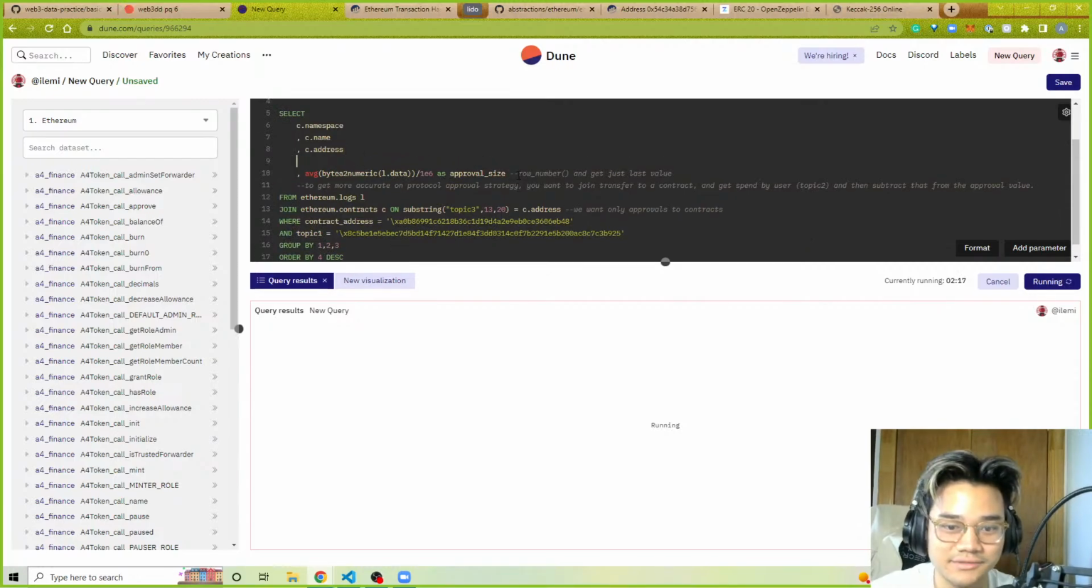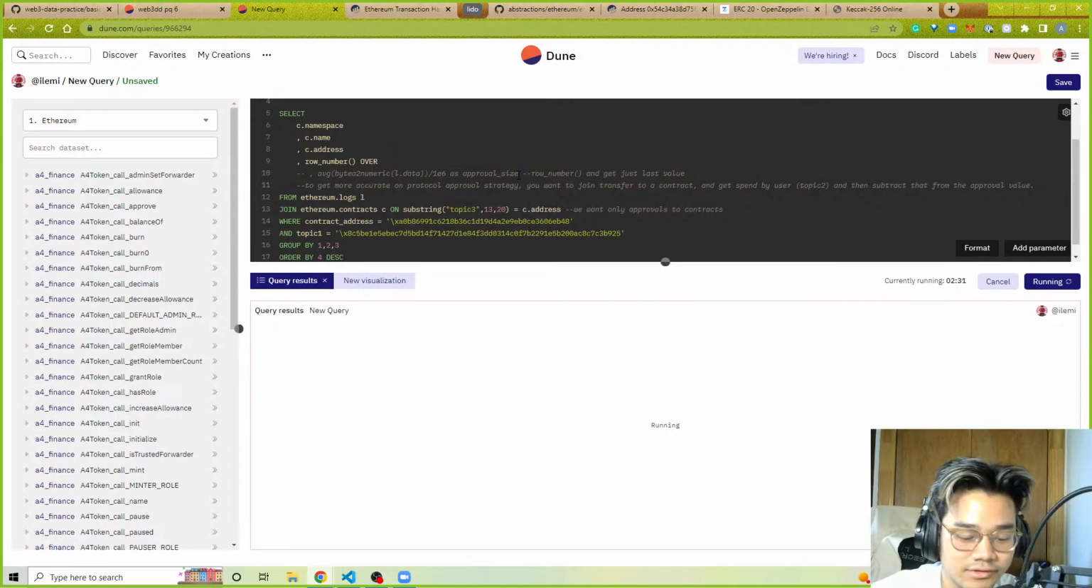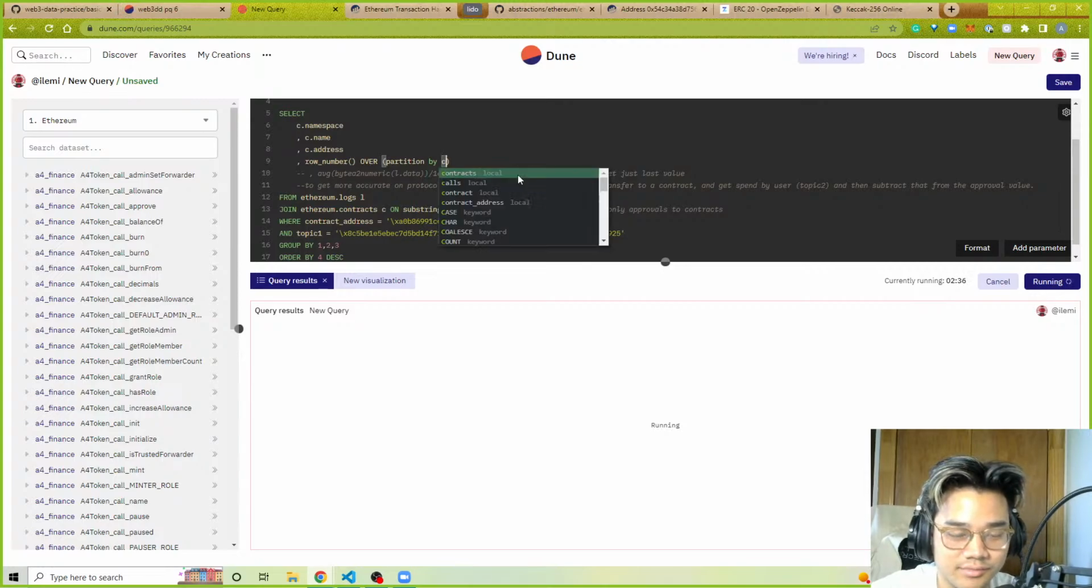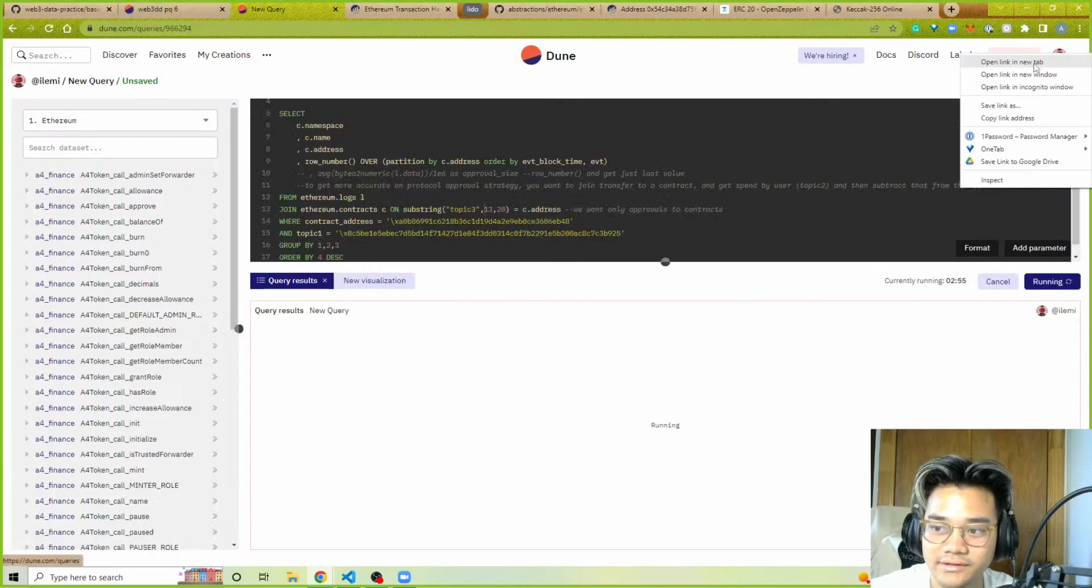Okay, average is going to take way too long. Maybe we just do last. I think that's going to be faster. So let's do row numbers over. So this is a window function. We're partitioning by, I think we just partition by address. Order by event block, event index. Right. Wow, that one's still running.